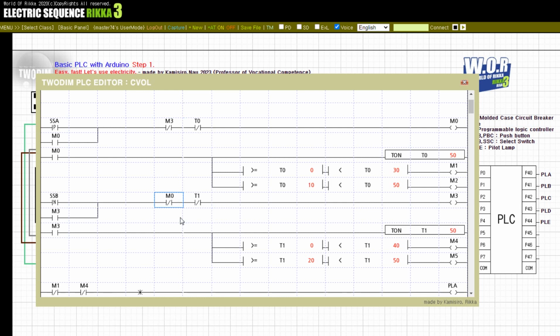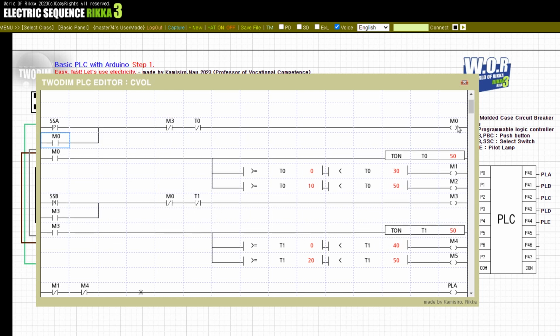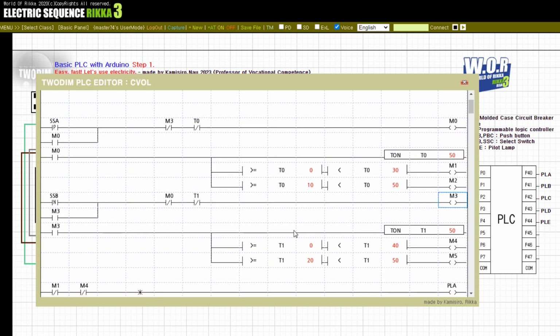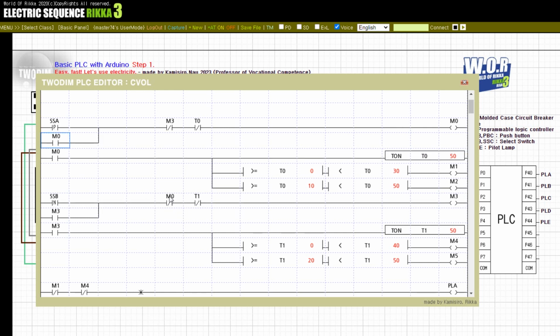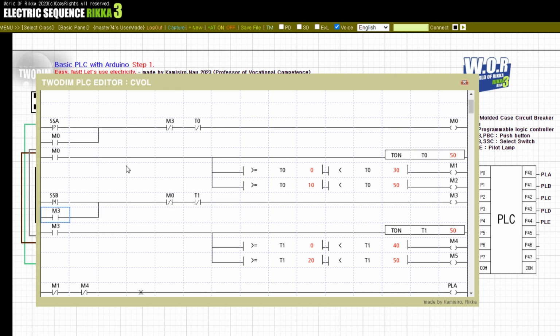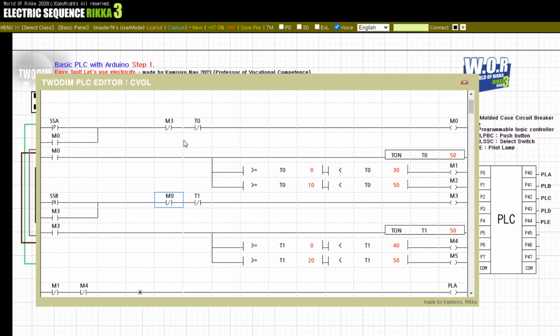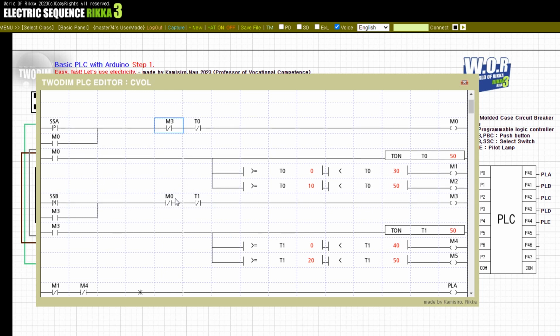Let's look at the internal relays M0 and M3. The M0 coil holds the selector switch SSA input status, and the M3 coil also holds the SSB input status. Therefore, the selector switches SSA and SSB have a mutual first-in first-out interlock relationship. This means that if one action is started, another action cannot be started. And another action can be started when the first action configuration is finished.